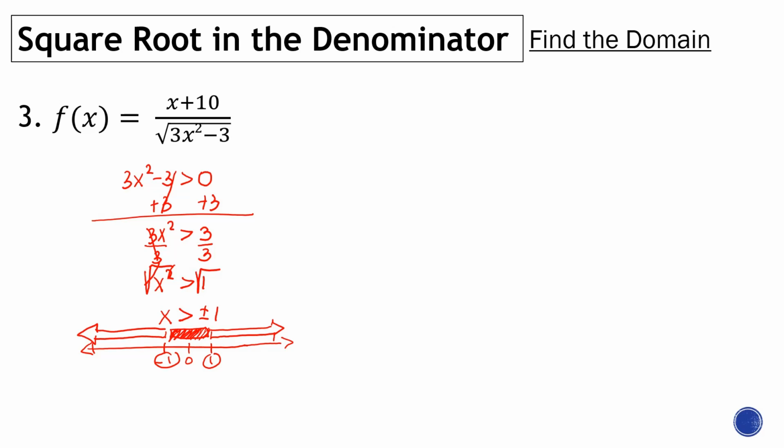So that means our domain will be from negative infinity to negative 1, where negative 1 is not included, union positive 1 to positive infinity.